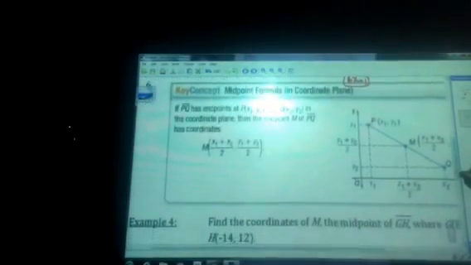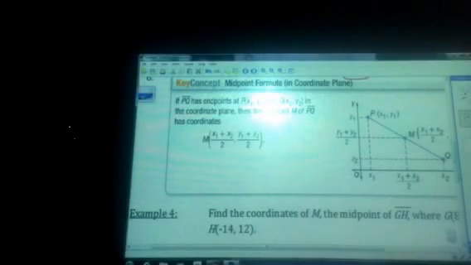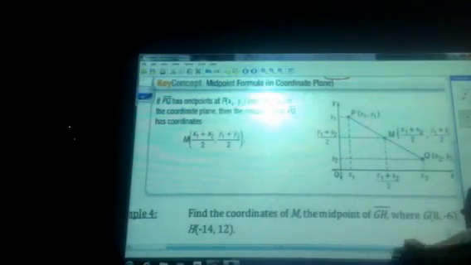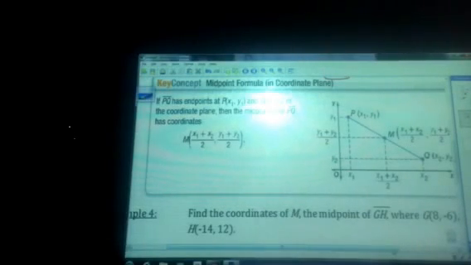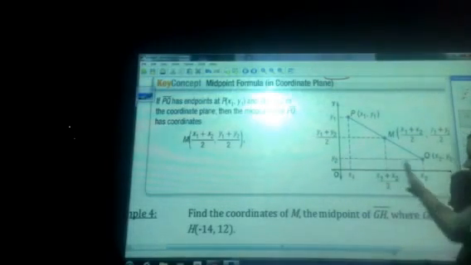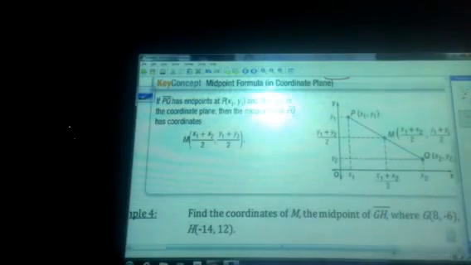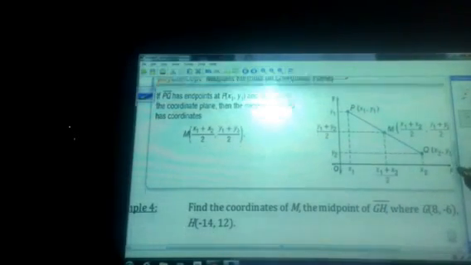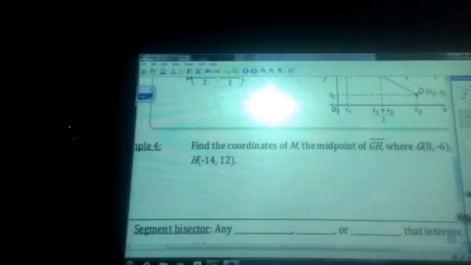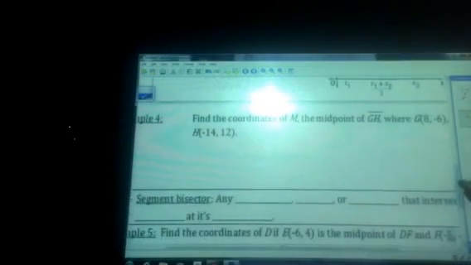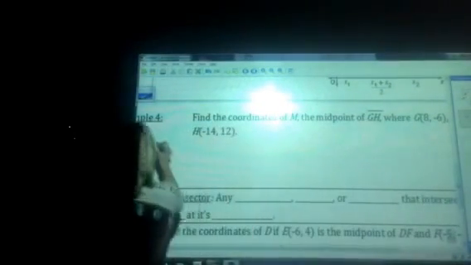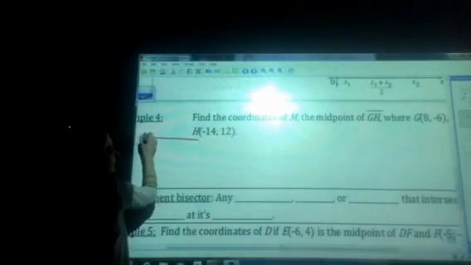Our midpoint formula in a plane, now notice you've got x and y coordinates, so both of them, okay? Not only do you have to figure out where the midpoint is on the x value, but also in their y value. So here's our midpoint formula. So example 4 says find the coordinates of M, the midpoint of GH, where G is 8, negative 6, and H is negative 14, 12. All right, so I'm going to go ahead and draw this so I have a good idea of what it looks like, okay?